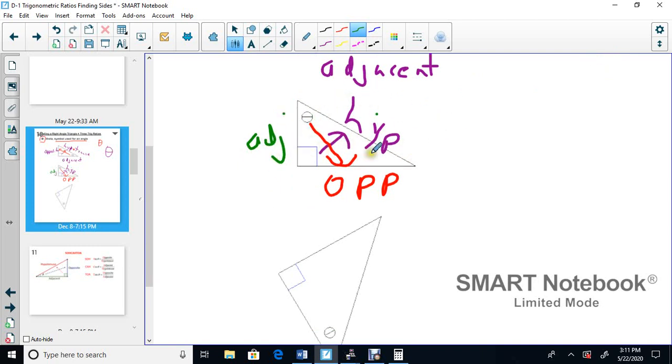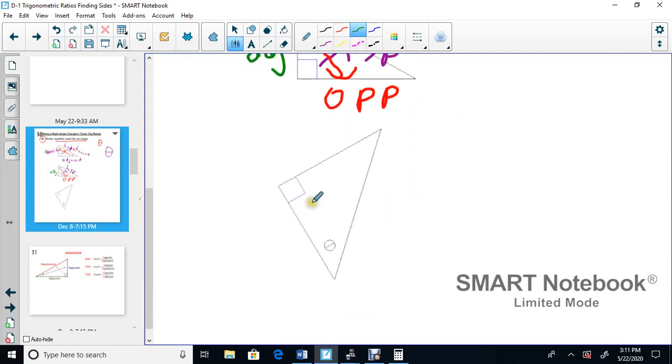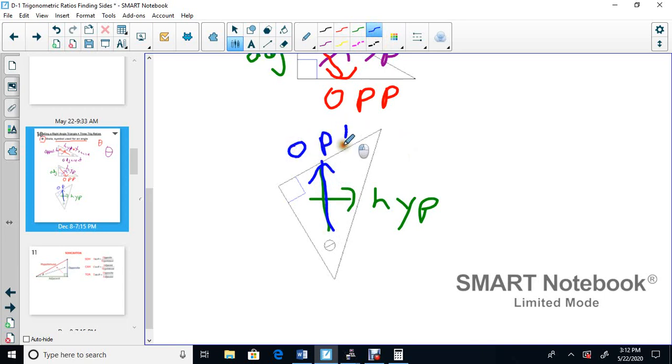If you haven't figured it out, and you want to try this one on your own, then pause it and come back. I'm going to do this one right now, but you can pause it and do it on your own first. Across from the 90, always first, hypotenuse. Across from the angle, second, opposite. Beside the angle, right beside it, this is called adjacent, ADJ. You have to be able to label the triangles or the sides before you can do any of the questions.